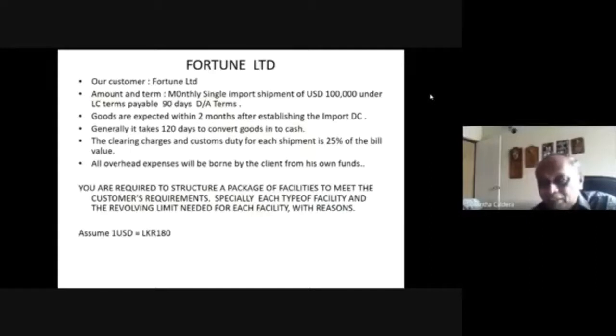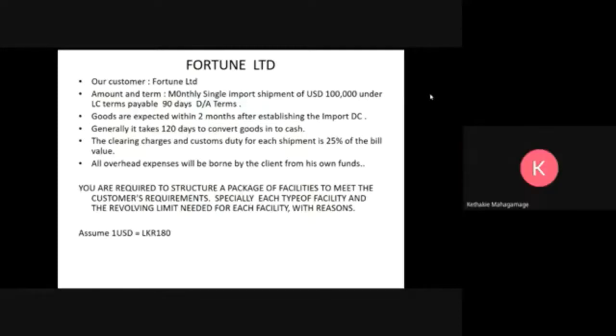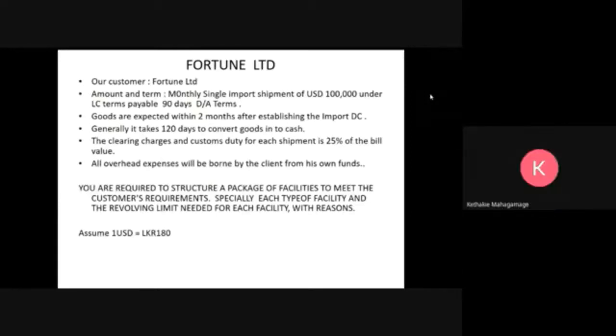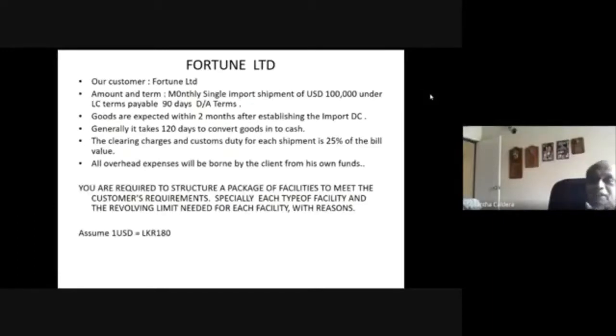US dollars 100,000, when we open the LC, it will take 2 months after establishing the import LC to receive the goods and the documents. And we started with monthly single import, so monthly we will have to do such imports. But when we open one LC, it will take 2 months to receive the goods and the documents.